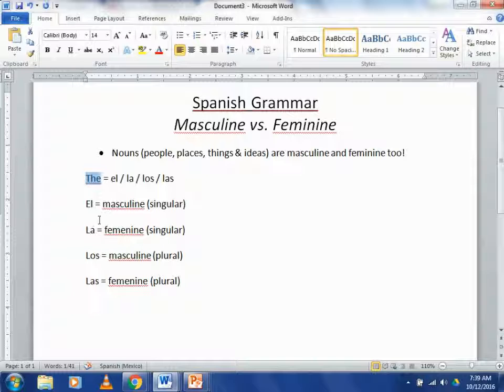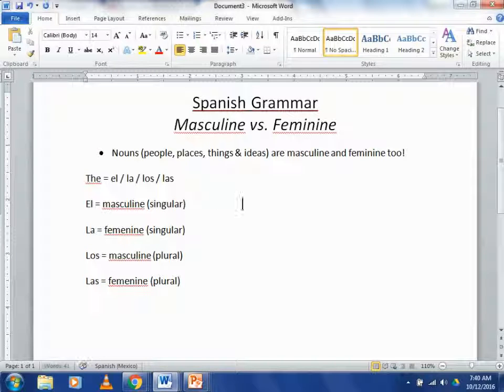There are 4 different ways to say the in Spanish. El, la, los, and las. Why 4 different ways? Because of the way Spanish changes depending on who or what you are talking or writing about. So while they all mean the, in Spanish, el is used as the masculine singular form. La, the feminine singular. Los, the masculine plural. And las, the feminine plural.